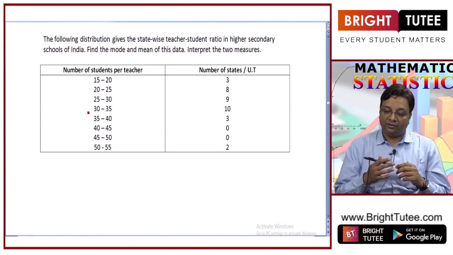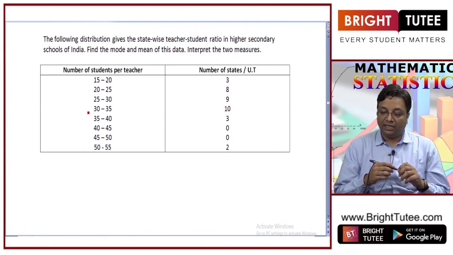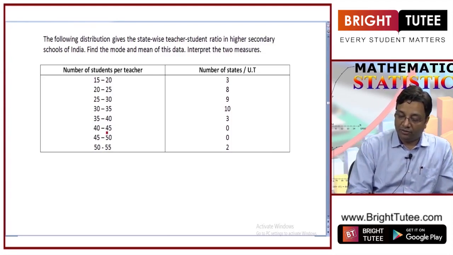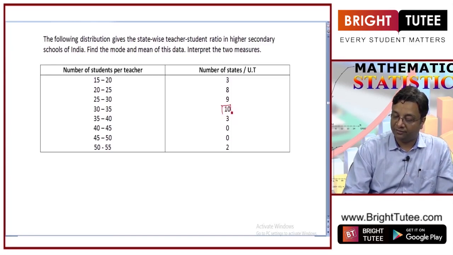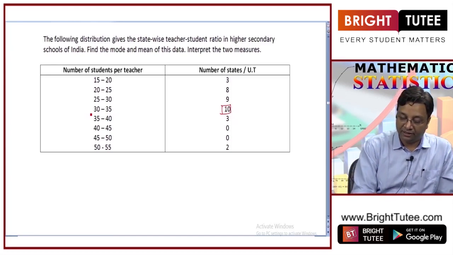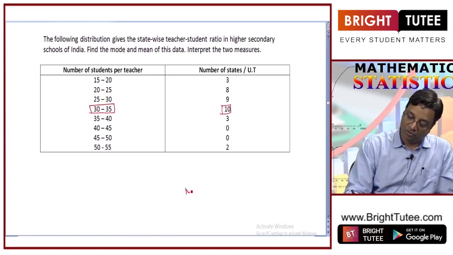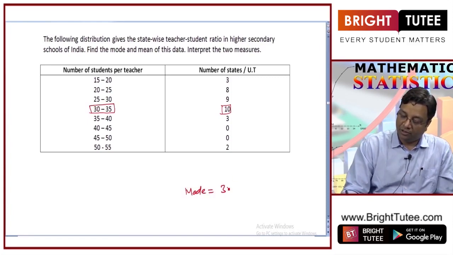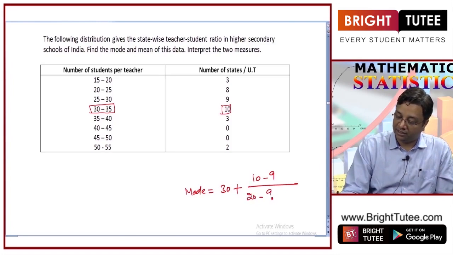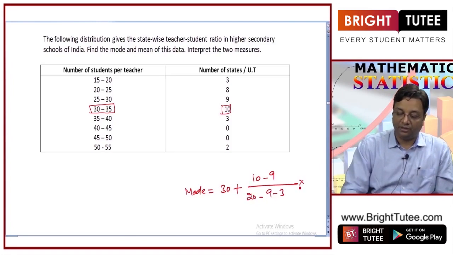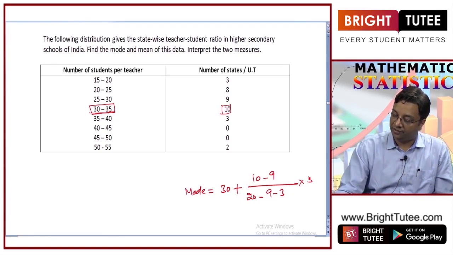Now this following distribution gives us the state wise teacher student ratio in higher secondary schools of India. Find the mode and mean of this data. Interpret the two measures. Now to calculate mode, I will look for the maximum frequency. So this is the maximum frequency, okay, and this is the modal class. So what is mode? Lower limit of the modal class 30 plus f minus f1, that is 10 minus 9, divided by twice of 10, that is 20, minus 9 minus 3, into length of the class, that is 5.